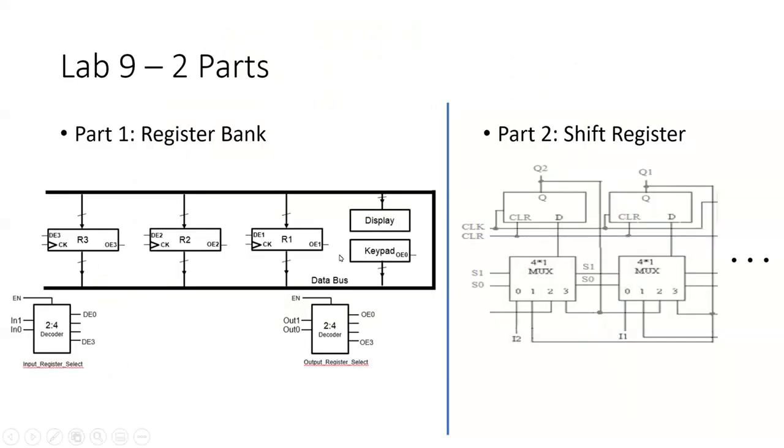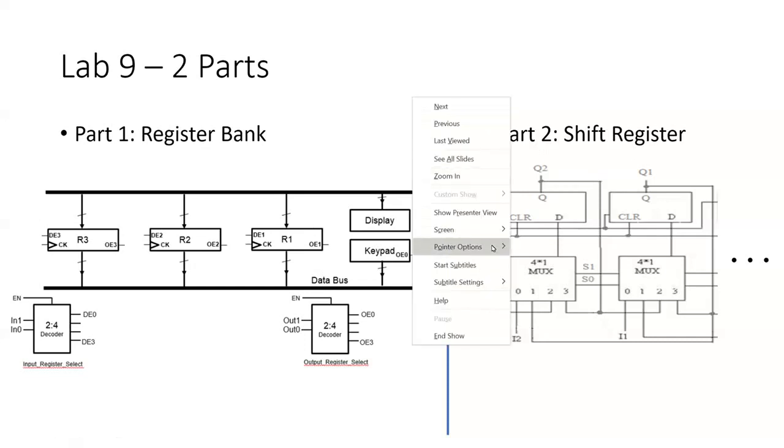So these are the two parts. The first part is register bank, which is shown by the circuit here. We'll go through the explanation, but I've added the circuit just so you know which circuit we are referring to when we say register bank. And the second part here is shift register. I'm going to add a pointer.